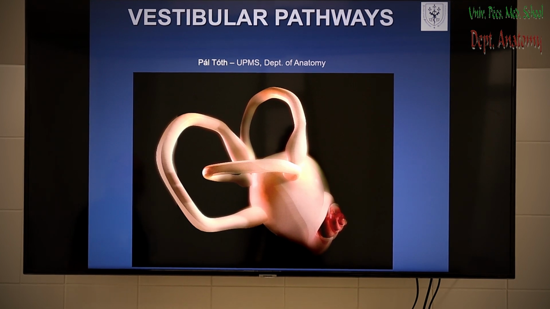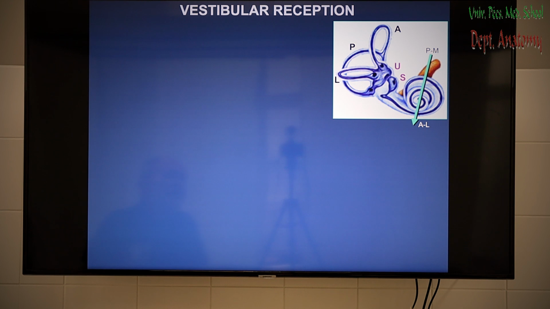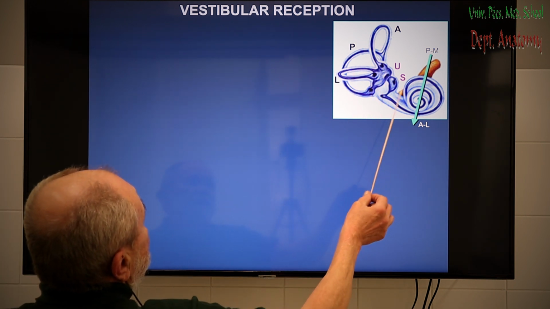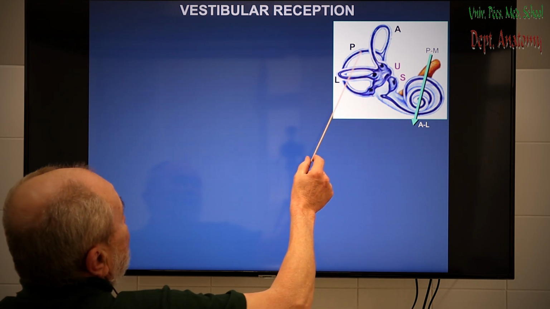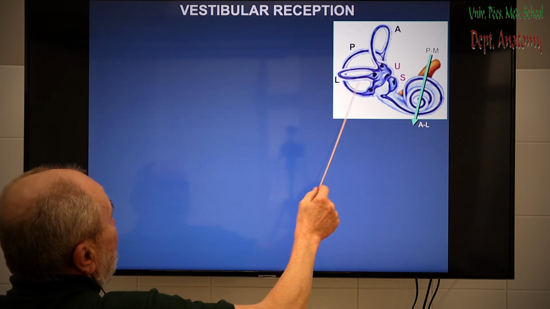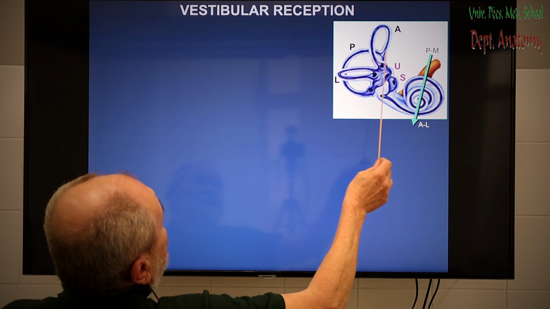Let's continue with the vestibular pathways. First of all, some revision is needed, and that includes the labyrinth, both bony and membranous labyrinth. You can recall the different parts of the labyrinth, like the semicircular canals, anterior, posterior, and lateral, containing the semicircular ducts, of course.